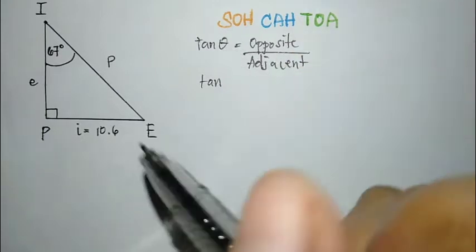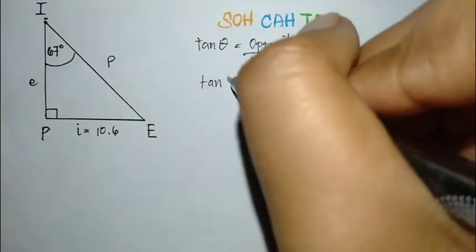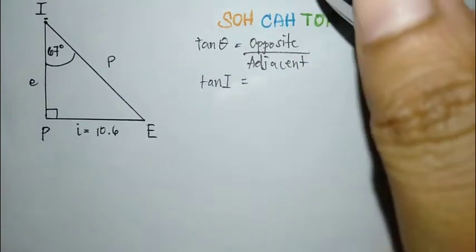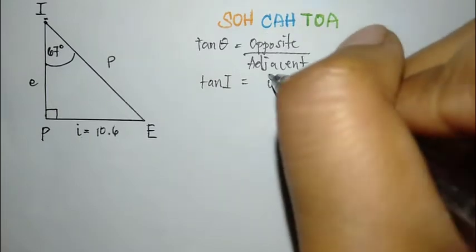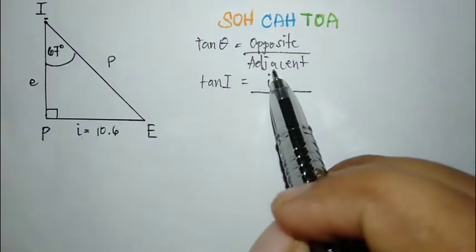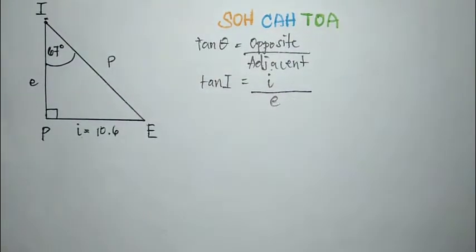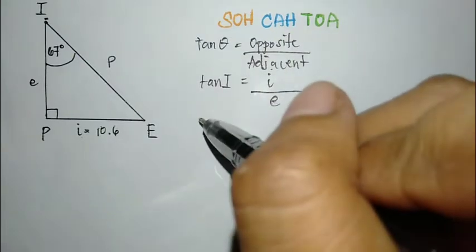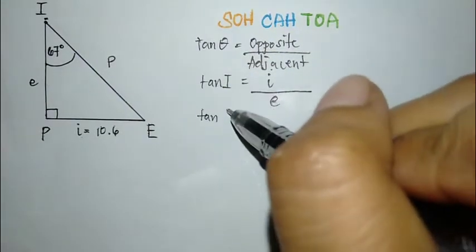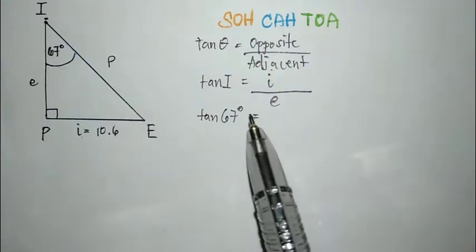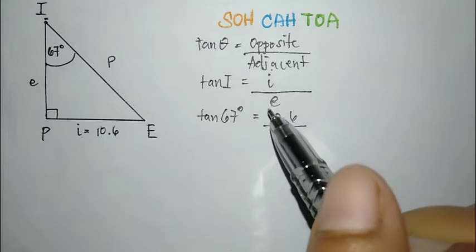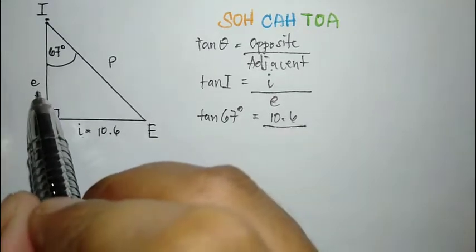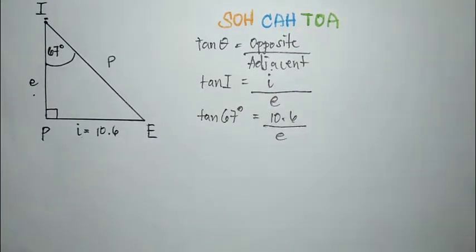We have the tan I or tangent theta is equal to opposite. Ano ba ang ating opposite? This one, right? I, small I. And then, adjacent natin is E. Okay, so substitute lang the value. We have tan 67 degree is equal to I, which is 10.6. And, dahil nga wala pa tayong value kay E, and siya yung hahanapin natin, copy lang natin yan.